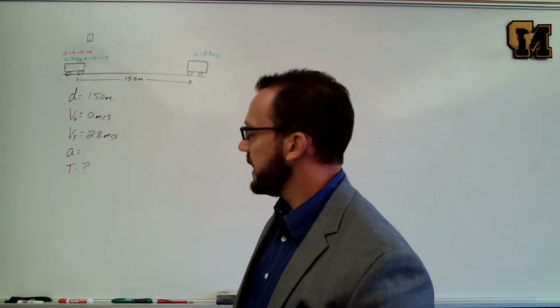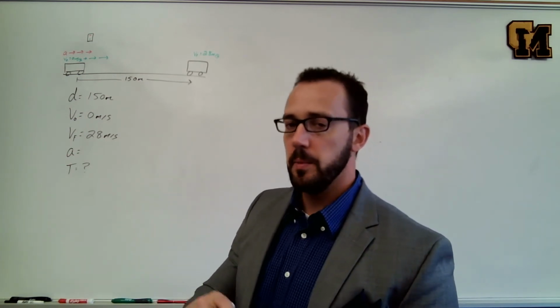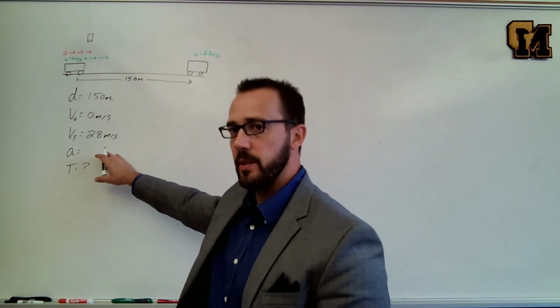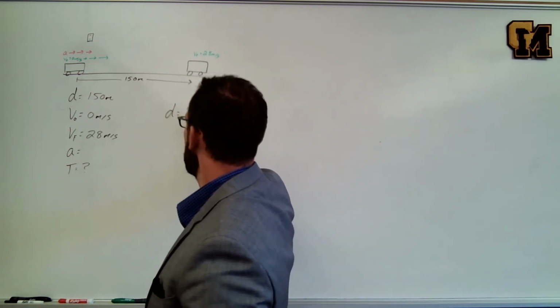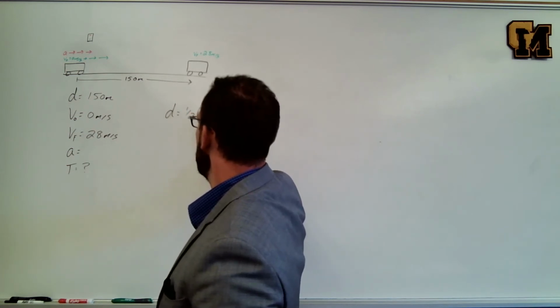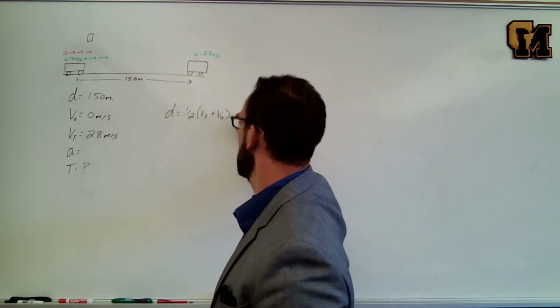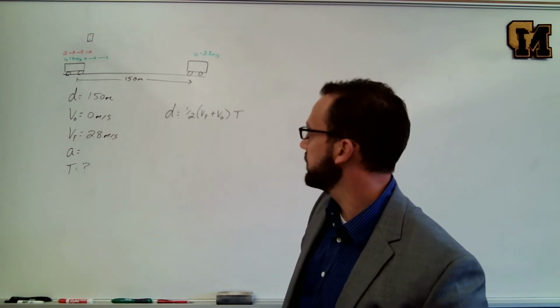So we're going to pick the equation that does not have acceleration in it, because acceleration is the thing that we do not have and don't care about. That's going to be d equals 1/2 (vf plus v naught) multiplied by t.